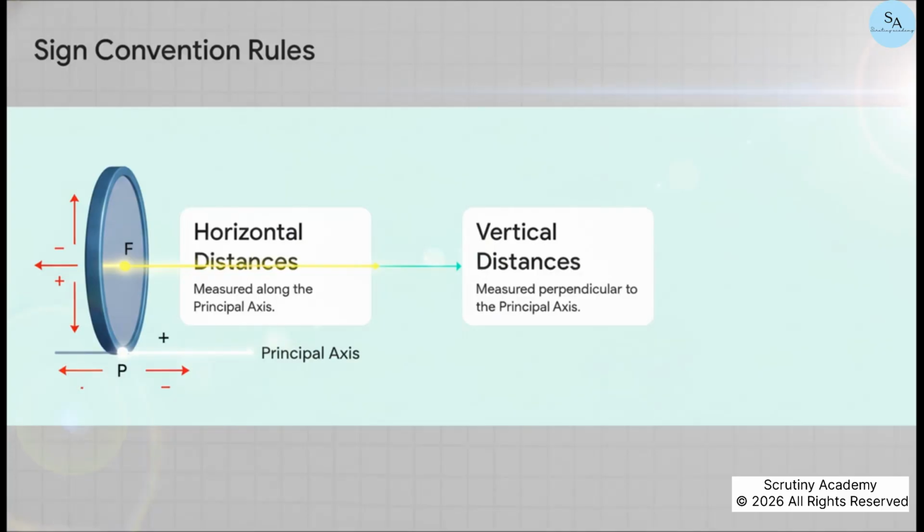The good news is we can boil this whole thing down to just two golden rules. First, we'll talk about horizontal distances, so left and right, which are always measured along that main center line, the principal axis. And second, we'll look at vertical distances, or heights, measured up or down from that axis.